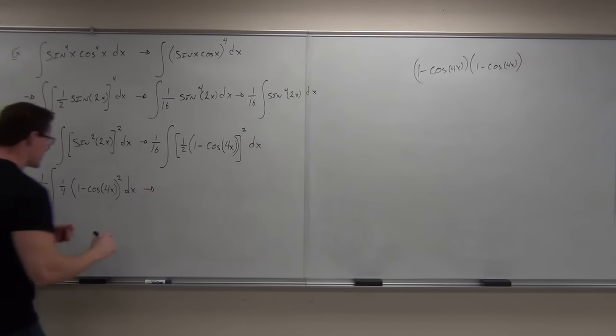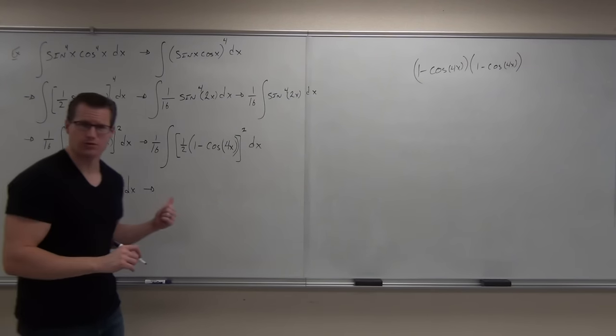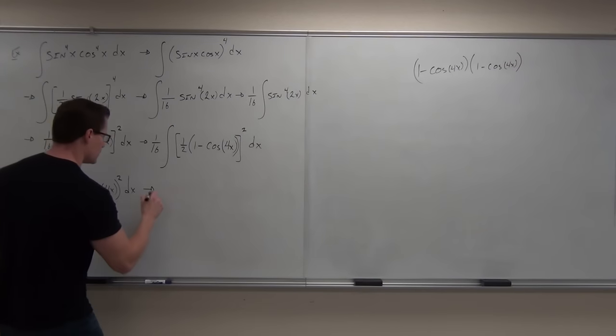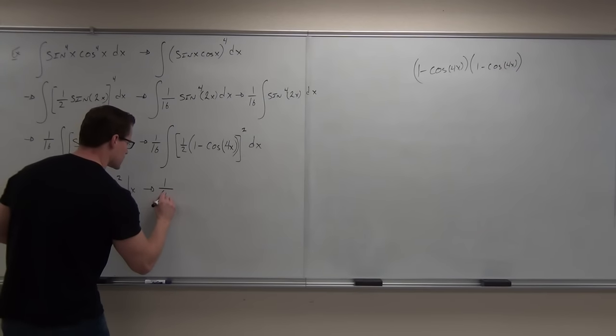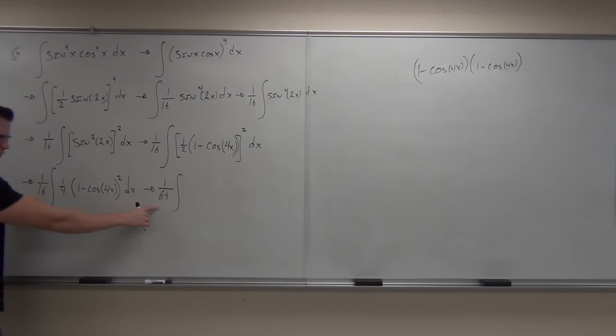What I'm going to do is pull the 1/4 out front. We have a 1/16. We now have another 1/4. What's 1/16 times 1/4? How much are we going to get there? 1/64. So this now combines for 1/64.